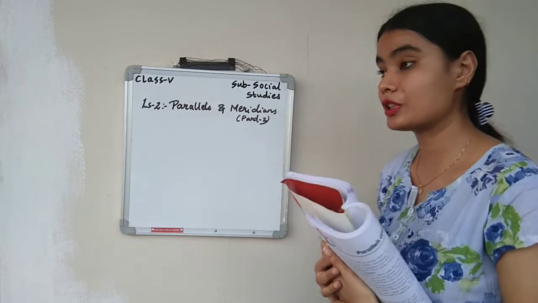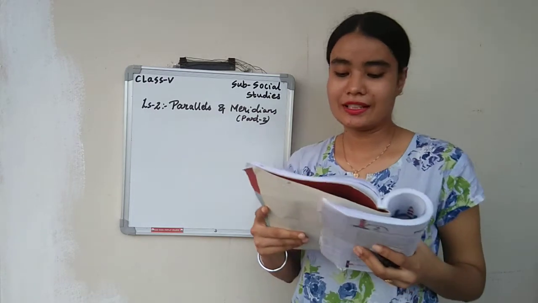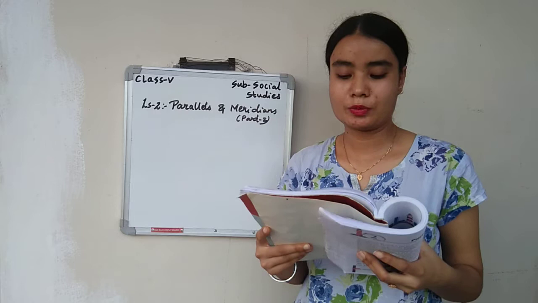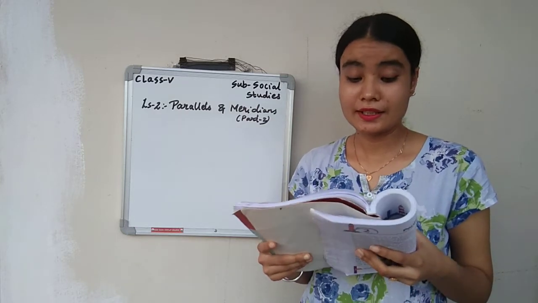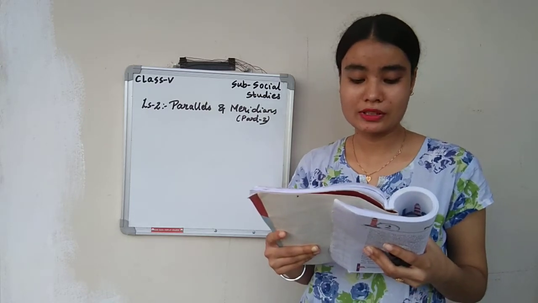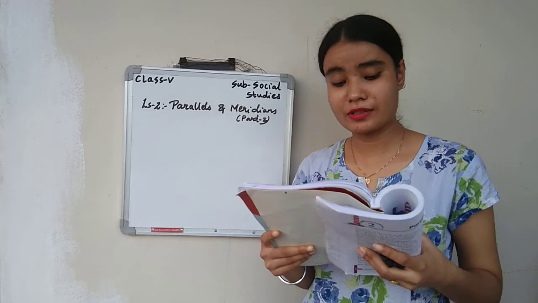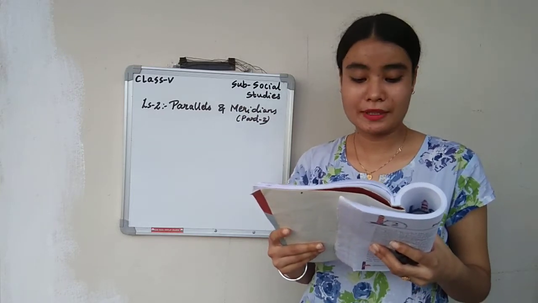So today we are going to learn about the meridians. Let us see. The semicircular lines running from the North Pole to the South Pole are called lines of longitude. Each of them has the same length. They are not parallel to each other. They meet at the two poles. They cut all the parallels of latitudes lying on the way. The lines of longitude are also called meridians of longitude.